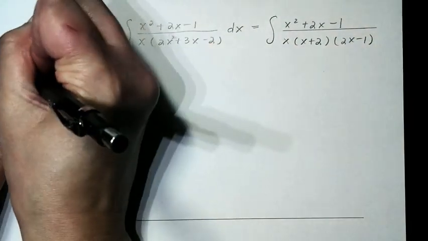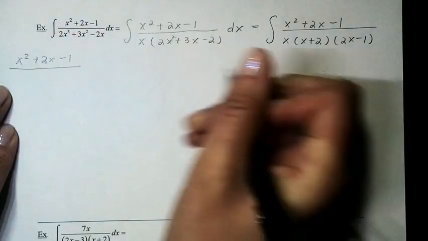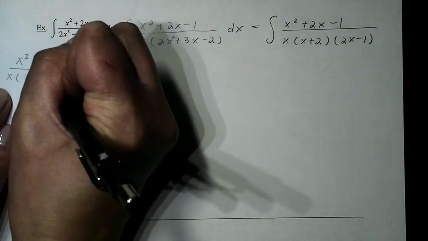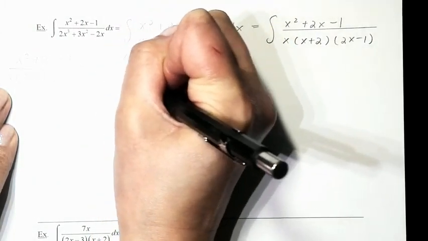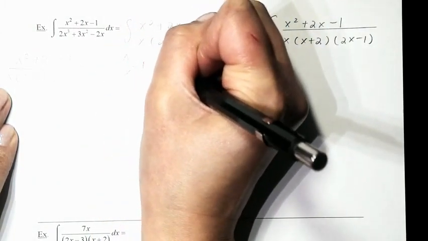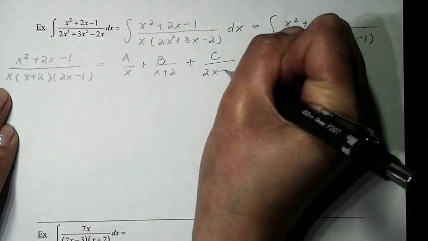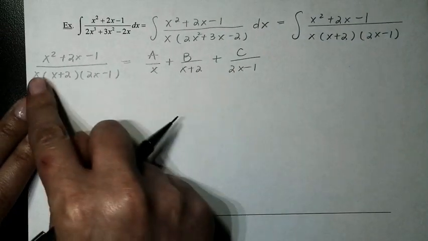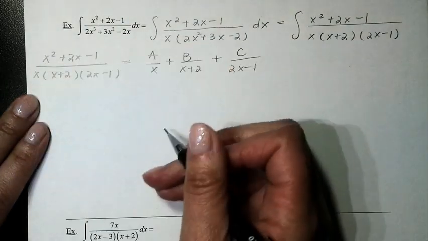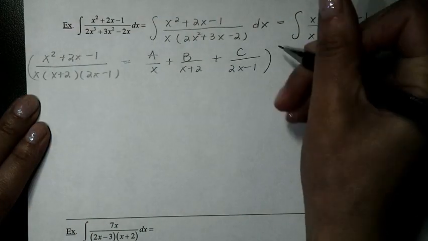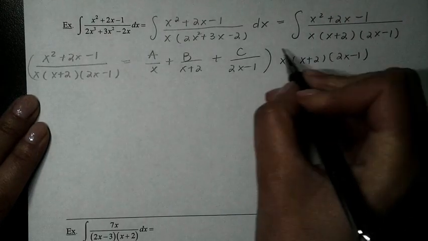Let's write it here. You have x squared plus 2x minus 1, all of this divided by x times x plus 2 times 2x minus 1, and you want this to be equal to a divided by x plus b divided by x plus 2 plus c divided by 2x minus 1. So you have the 3 factors there, 1, 2, 3. What are we going to do now? We're going to multiply everything by x times x plus 2 times 2x minus 1.